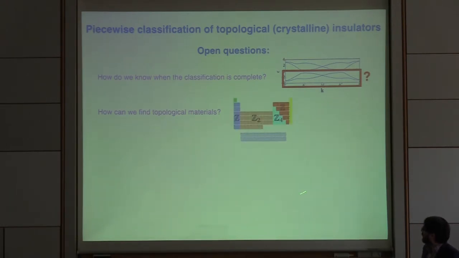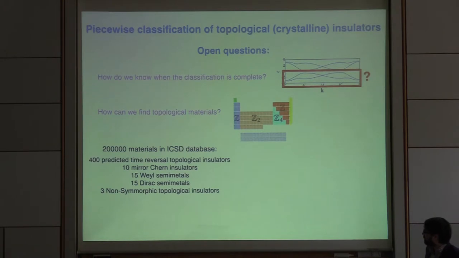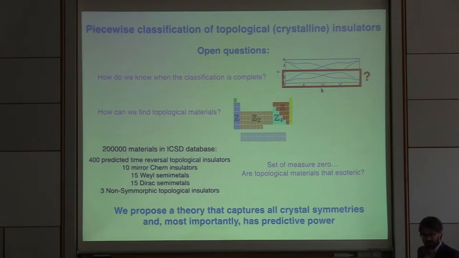So, for example, how do I go through the periodic table of elements and say that some insulators are in the trivial class, some are in the Z4 class, some are in Z2, some other integers, etc. Even though this is quite a successful field in terms of finding materials, there's still a set of measure zero of materials that you can find, looking at predictions and experimental discoveries, compared to the set of all materials in the database.